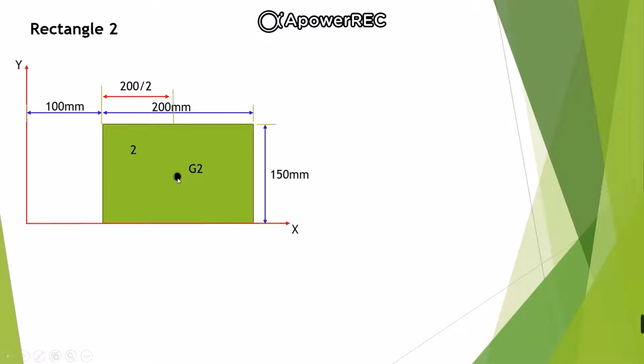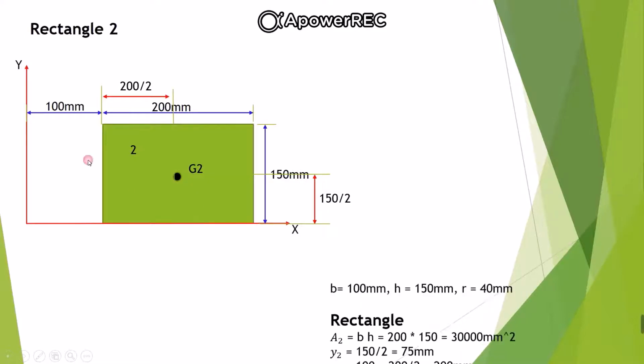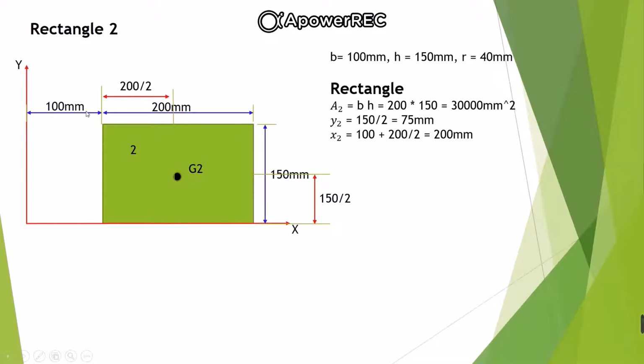But what is x2? x2 is the distance of G2 from the y-axis, so you need to add this 100 also. Similarly, how will you locate y2? y2 is the distance of G2 from the x-axis, so it will be half of 150 mm, that is 150 by 2, and x2 will be 100 plus 200 by 2. So for the rectangle, a2 is equal to b into h, which is equal to 200 into 150. y2 is 150 by 2, and x2 is 100 plus 200 by 2.